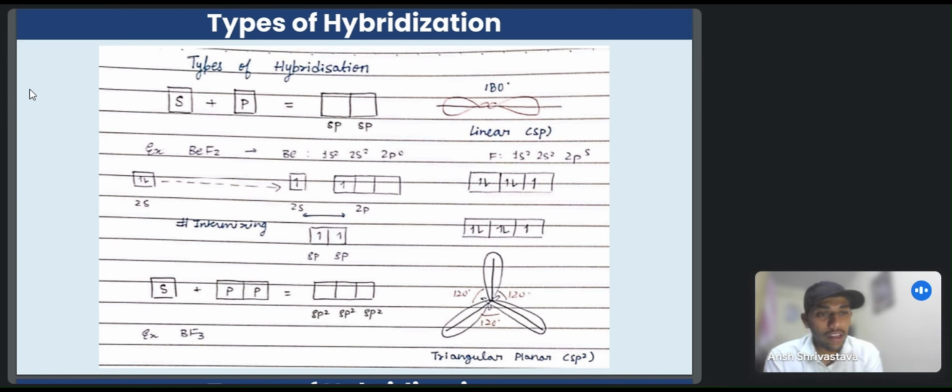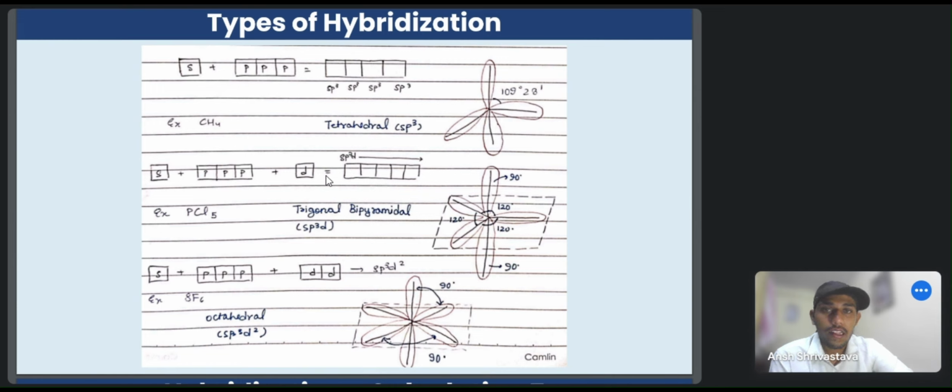Second is trigonal planar. Trigonal planar geometry is obtained in sp2 hybridization. sp2 hybridization involves 1s and 2p orbitals. An example is BF3, and the bond angle formed is 120 degrees between them. The geometry is trigonal planar.